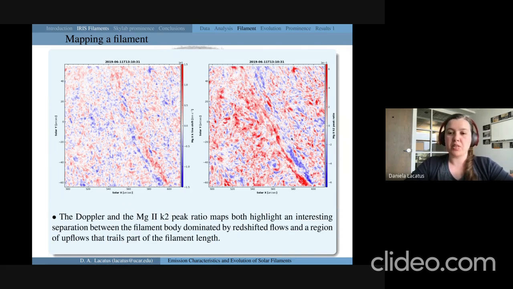And the same is shown by the peak ratio, so which of the peaks dominates. For instance, in the regions that correspond to blue shift, we have the red peak dominating, while flows within the formation height of the blue peak will spread out the red peak and reduce its contribution to the overall measurement of the Doppler shift.